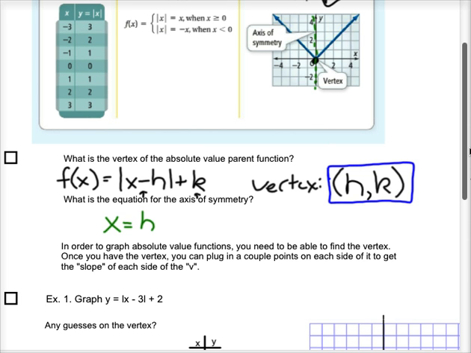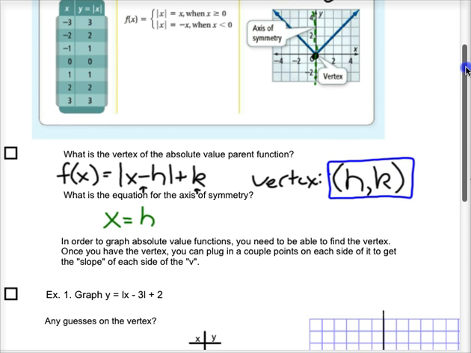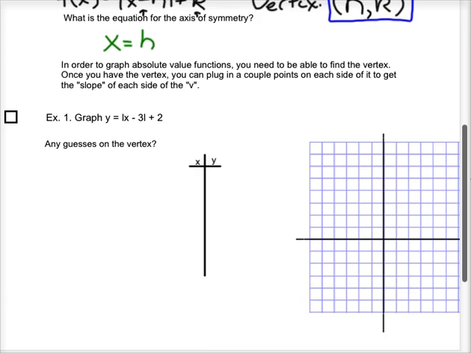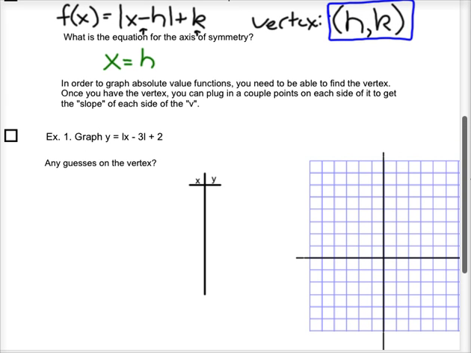And just like a parabola, if you can graph half the function, then you'll be able to graph the other half. So in terms of graphing, in order to graph these, we need to find the vertex first. Once you have the vertex, you can plug in a couple points on each side of it to get the slope of each side of the V. So our first task every time is going to be to find that vertex.